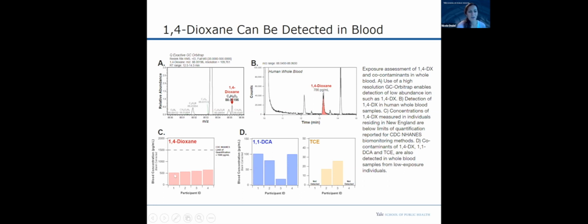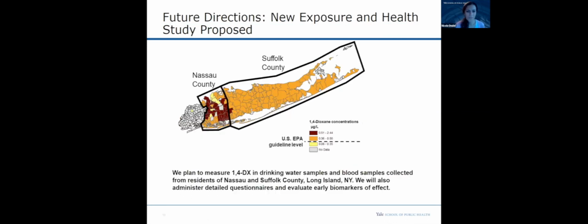We have concentrations in the blood ranging from about 500 to 700, and again, in a very low exposure group. And through this method, we were also able to quantify the co-contaminants that typically occur with dioxane. So we're really excited about this method that seems to be able to detect low levels.